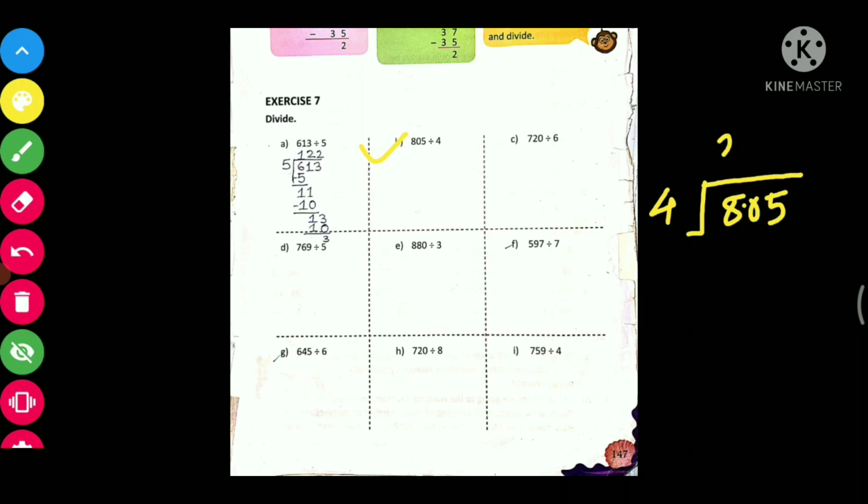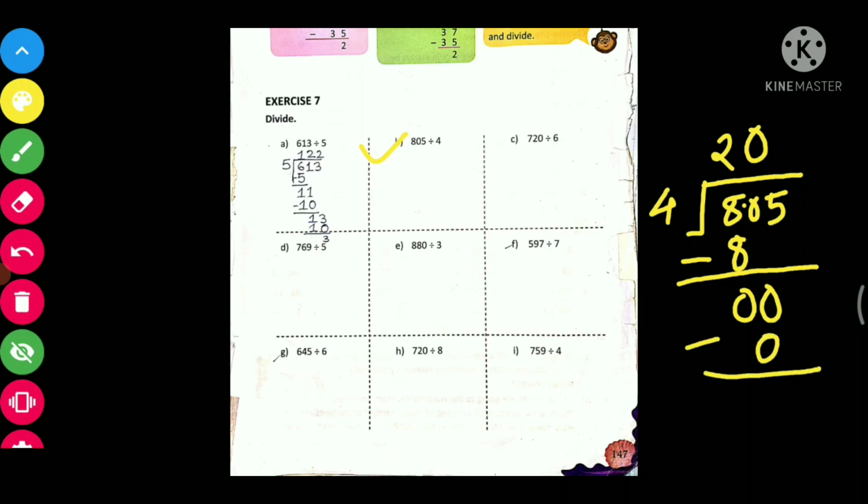So 4 2s are 8, we know, right? Now we'll do subtraction. 8 minus 8 is 0, and this will be again 0. Now 0 is there, so if 0 is divided by 4 we'll get 0, and if we multiply 0 with 4 we'll get 0. Now we need what? 0, right? So we'll write 4 zeros are 0. Okay, now 0 minus 0 will be 0, and now this 5 will be here.